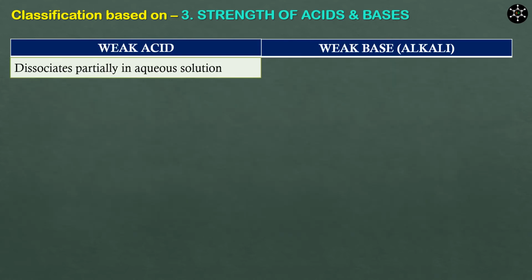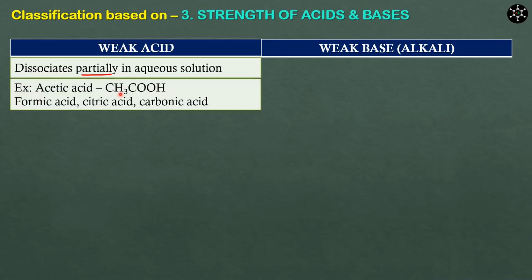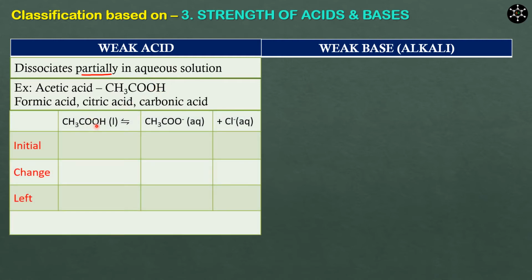Weak acid dissociates partially in aqueous solution. Examples: acetic acid, formic acid, citric acid, carbonic acid, etc. All naturally occurring acids are weak acids. Let us understand the dissociation of weak acid with acetic acid. Acetic acid dissociates in water to give one acetate ion and one hydrogen ion.